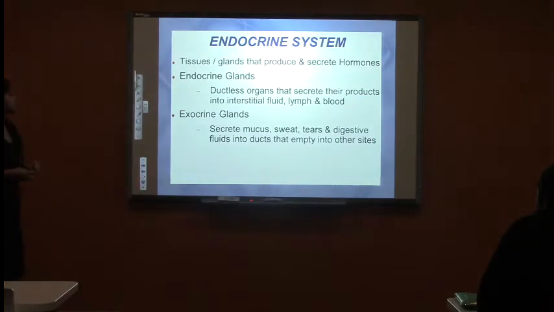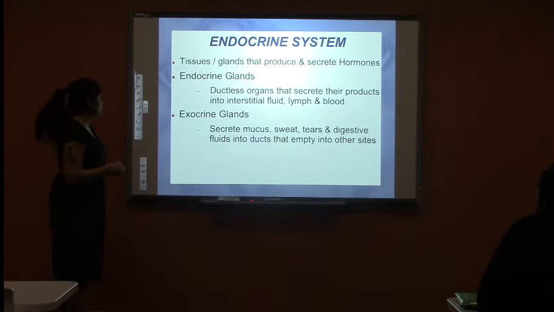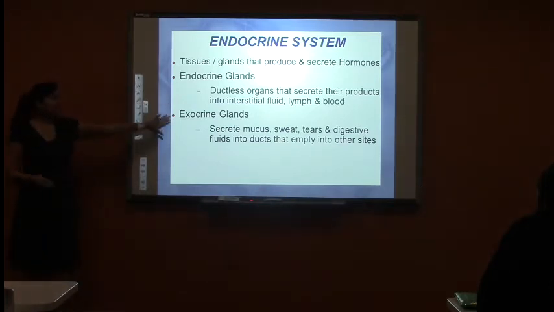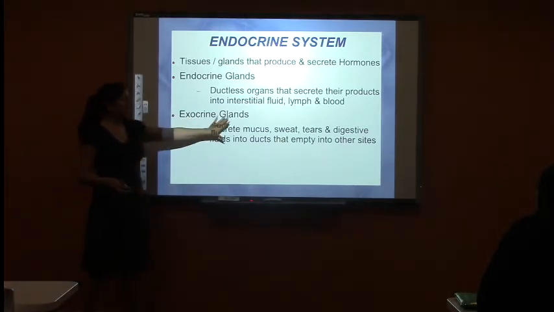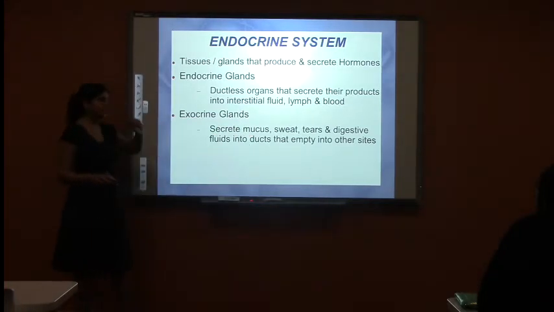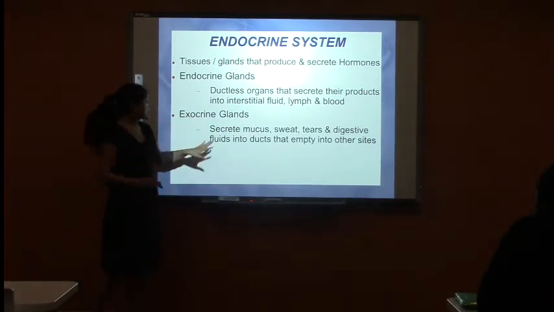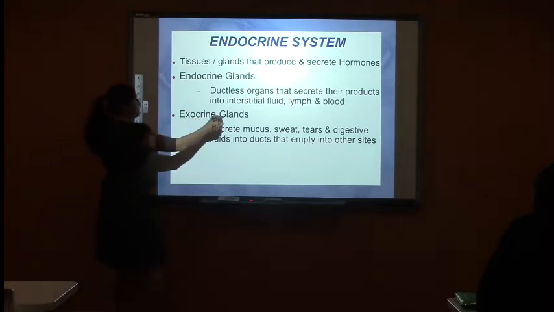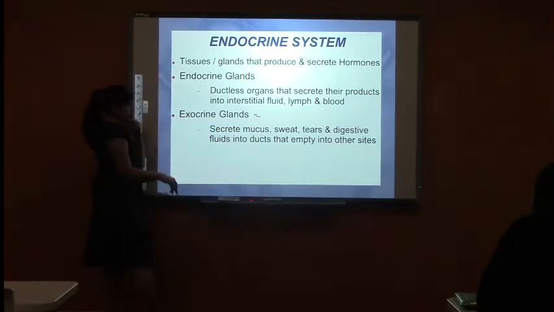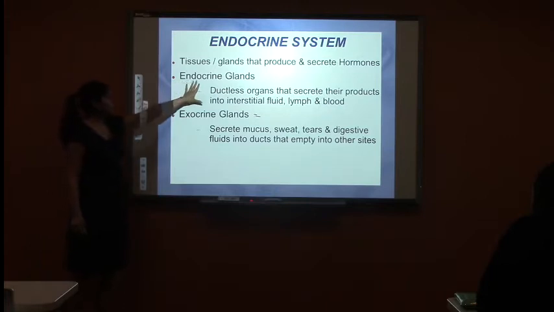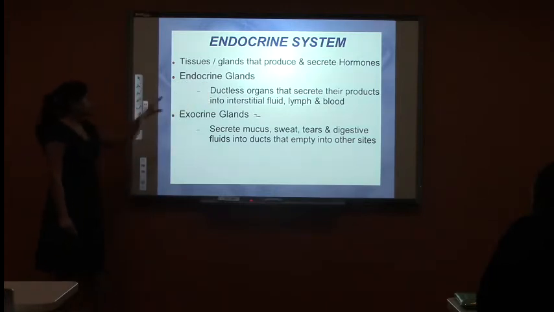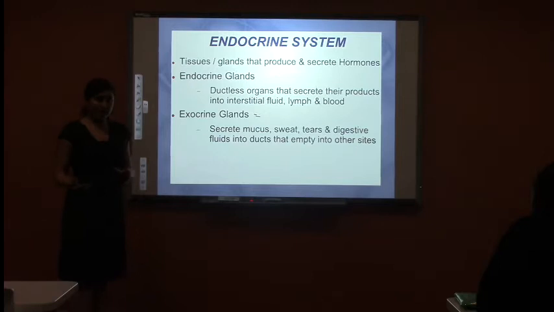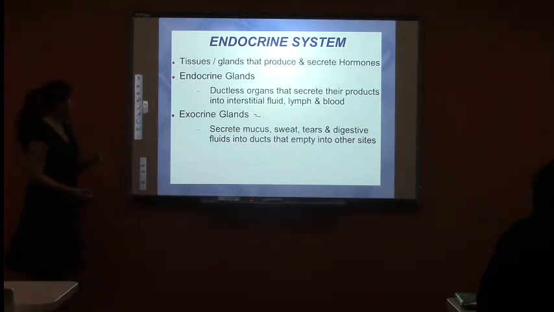So basically, the endocrine system is tissue glands that produce and secrete hormones. We have endocrine glands and we have exocrine glands. We do not talk about the exocrine glands; we'll talk about them when we deal with the digestive system. But just to summarize right now, they secrete mucus, sweat, tears, digestive fluids, etc. So this we'll talk about later, not in this lecture. We're going to focus on endocrine glands only. They are ductless organs that secrete their products into the bloodstream or the lymphatic system. That's the main thing.